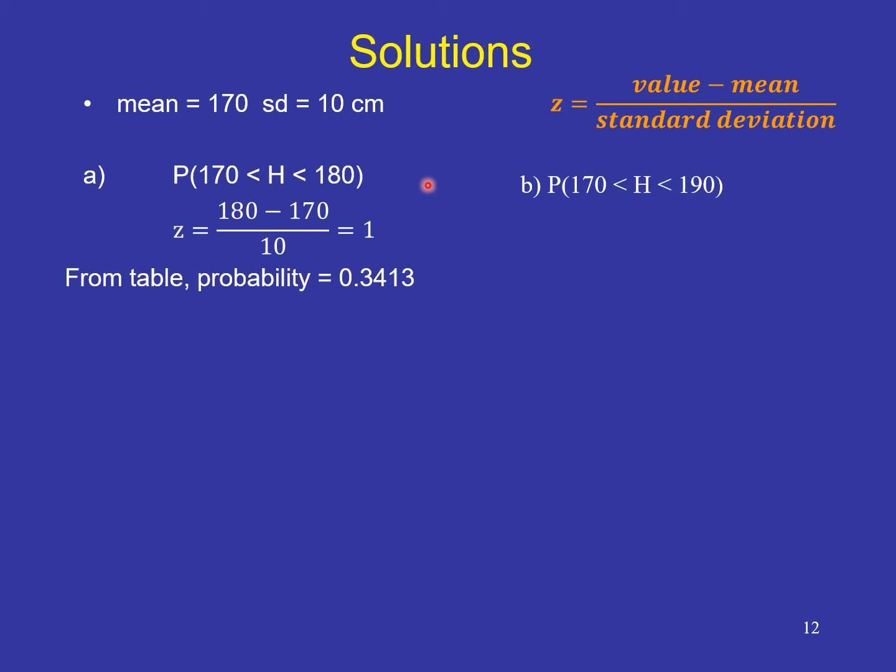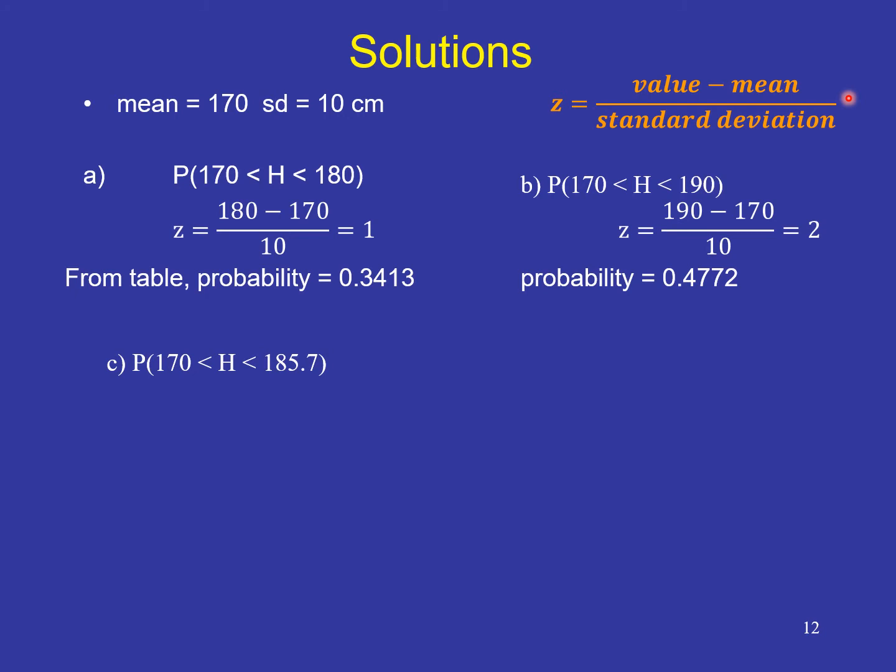Part B asks for the probability between 170 and 190 centimeters. Again, we put the values into our formula. This gives us a Z of 2. We look up 2 in our tables, and that gives us a probability of 0.4772.